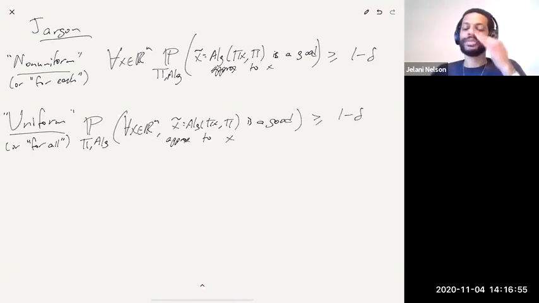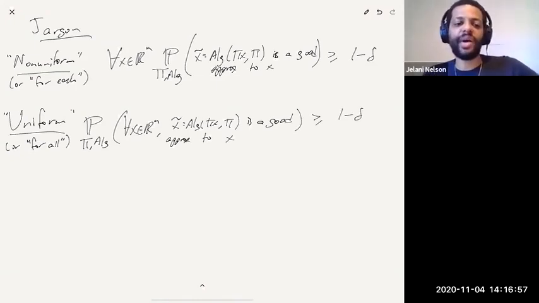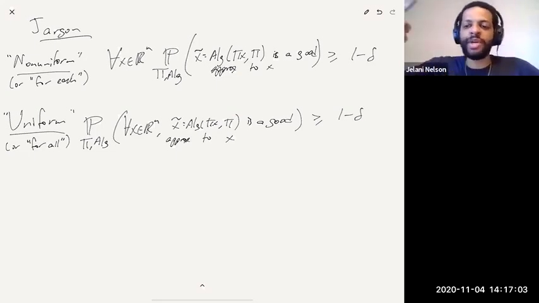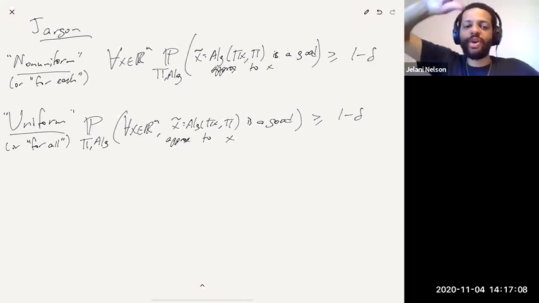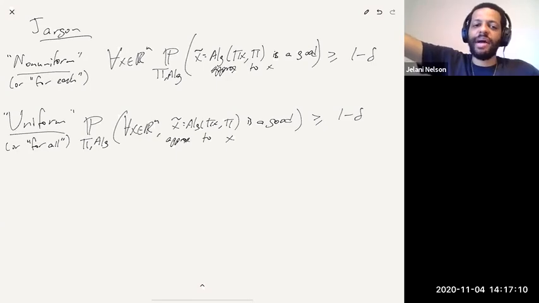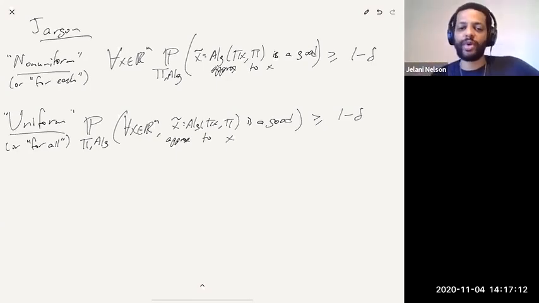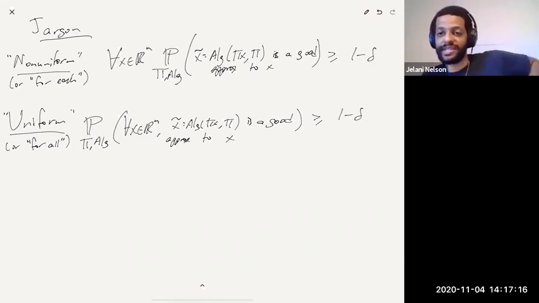Does that make sense? Imagine that there's no randomness. Imagine that Pi is actually deterministic. What this is saying is that there's one measurement scheme. You're going to do these m measurements, and no matter what your x is, my measurement scheme together with the recovery algorithm will work. It will recover a good approximation to x. Okay? So it's a stronger statement than the non-uniform scheme.